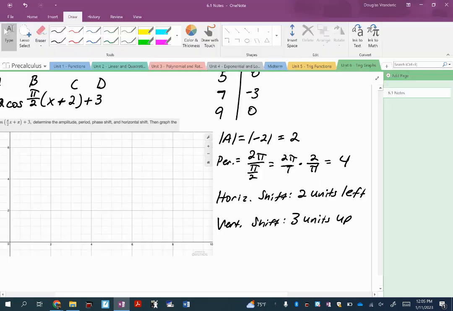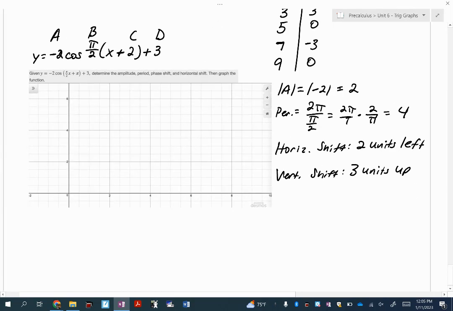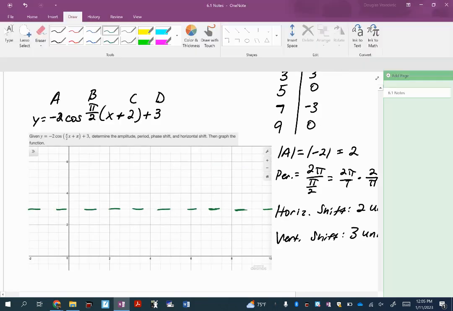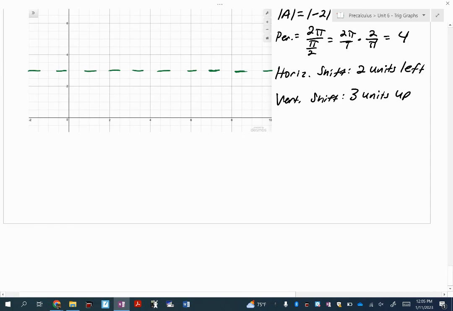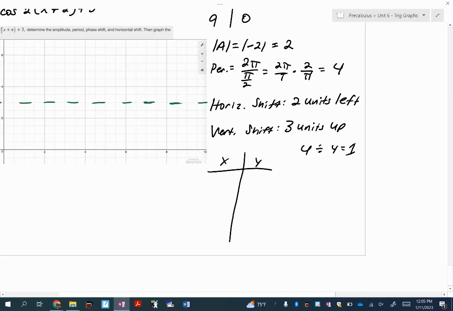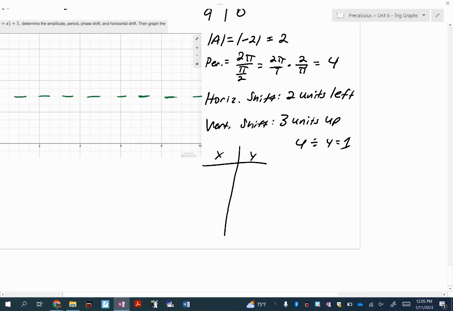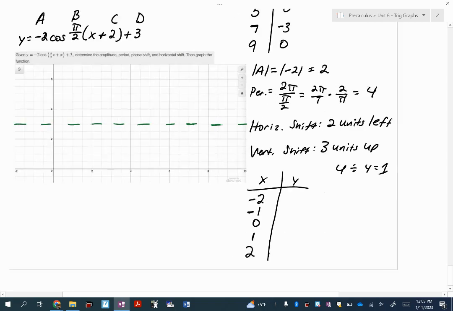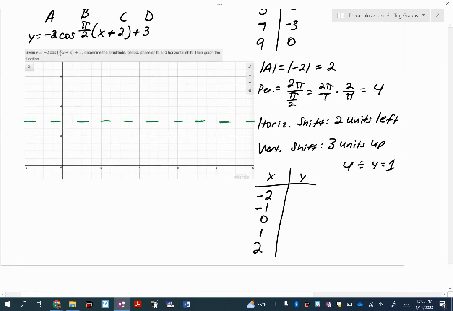All right, so before I even get to the graphing, I'll put my midline on here, which is y equals 3. You don't have to do this. This is just for my brain to make sure I know how to do it. Then I'm going to do my x and y table, thinking my period of 4 divided by 4, which is 1. So now be careful here. We are moving 2 units to the left. So instead of starting at 0, I'm starting at negative 2. So a negative 2 plus 4 would be positive 2, and I'm counting by 1s. All right, so I'm going to go into my calculator to make sure I know what those y values are going to be.